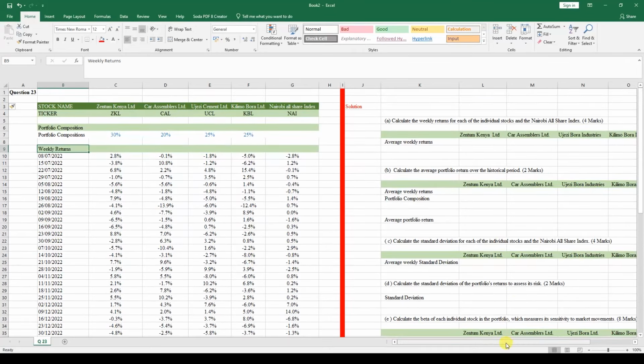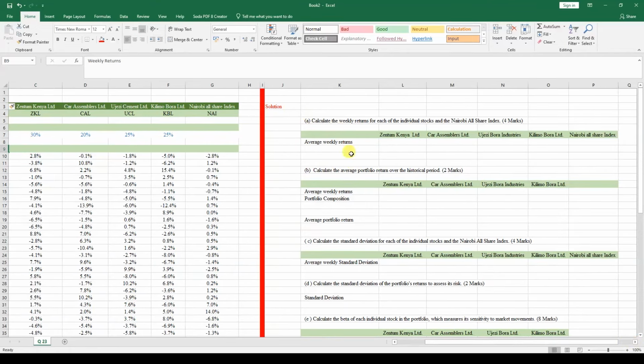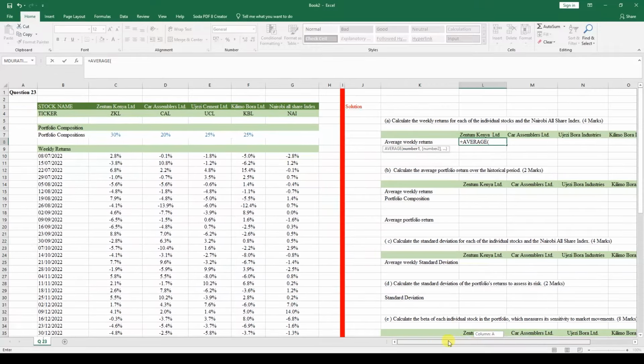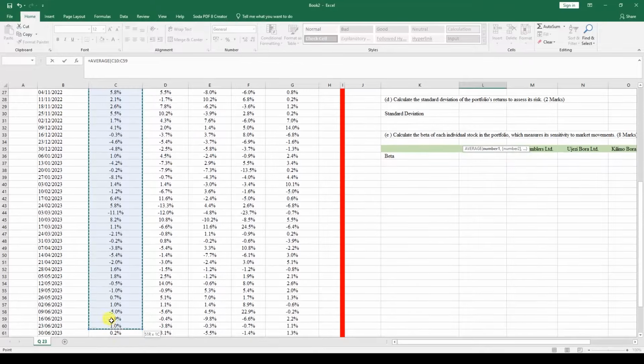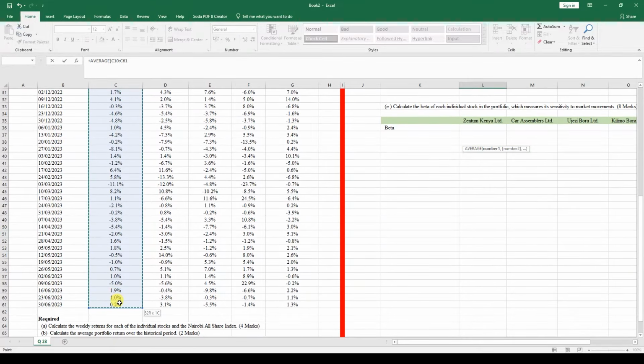So the way I've decided to arrange the information is as you can see on the right of your screen over here. To calculate the average weekly returns for each of the individual stocks and the Nairobi All Share Index, we just pick average, you can see the average right over here. And the average of what? We want to pick the average for Z-Term Kenya, to pick the average values right here, up to there, close the brackets, then you enter.